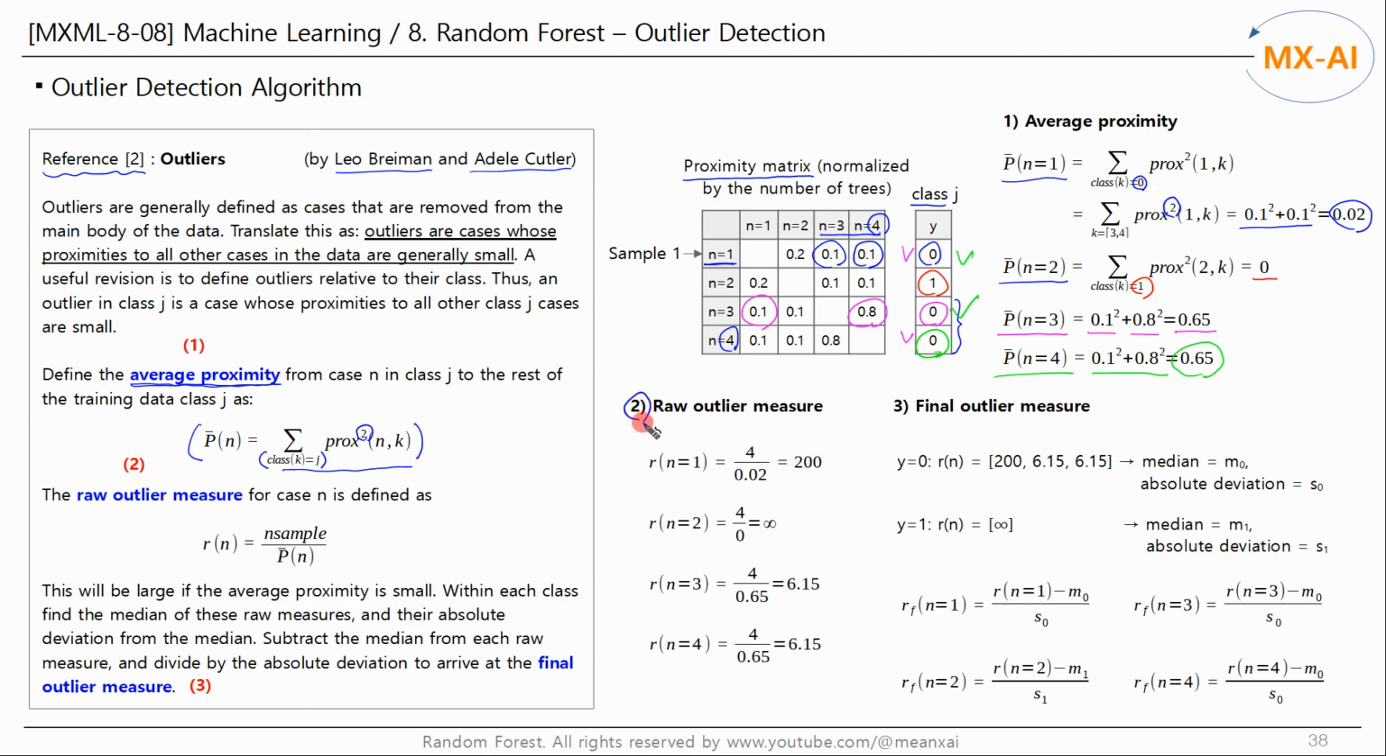Now let's move on to the second step of the algorithm. In this step, we compute the raw outlier measure, denoted by R of n. The formula is shown here. The numerator is simply the total number of samples, and the denominator is the average proximity from the previous step.